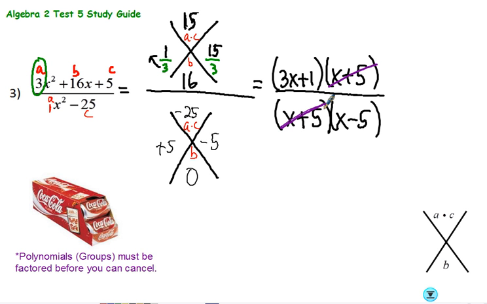And yeah, that's it. Now, here's another thing I can't do, and this goes back to the 12-pack of Coke. I can't say, oh, I'm going to cancel the x and the x. Well, no, you just broke into a group, and these two groups don't match, so you can't do that. That's what I mean about you can't break in there and just take one out. It's a package deal. You have to be able to buy the whole thing. So what's left over will be your answer. What's left over on top would be 3x plus 1. What's left over on the bottom would be x minus 5.